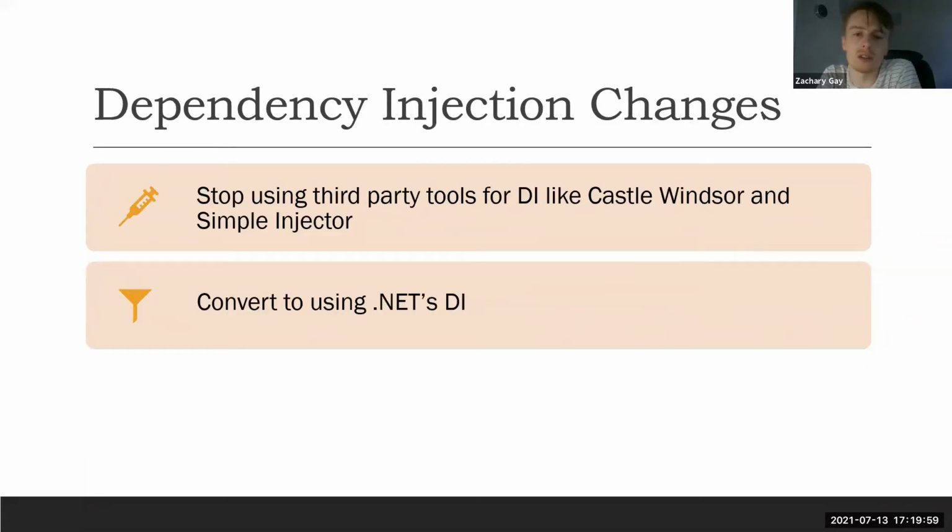After Sitecore config patching, you'll also need to make some dependency injection updates to your code. I recommend that you stop using third-party tools for dependency injection like Castle Windsor and Simple Injector, and convert to using .NET's dependency injection tool. I don't have much to say here because Microsoft's documentation on their DI tool is very good. It's very easy to follow along, and in my opinion, I like it more than the third-party tools. So just be aware you're going to have to update how you're doing dependency injection.